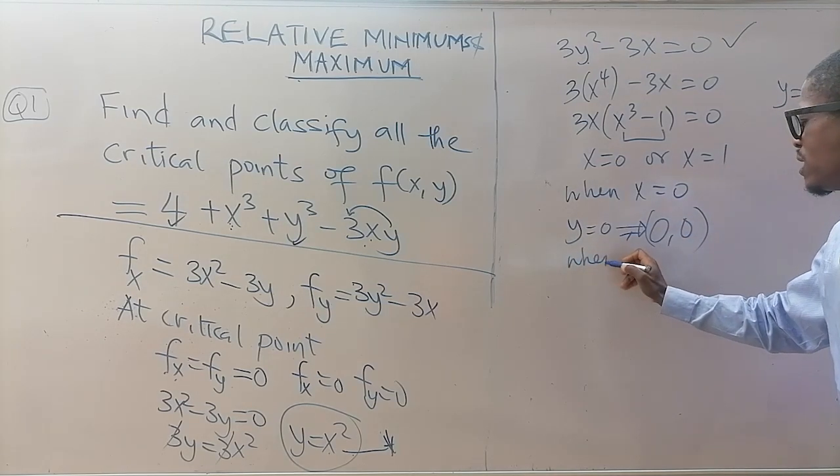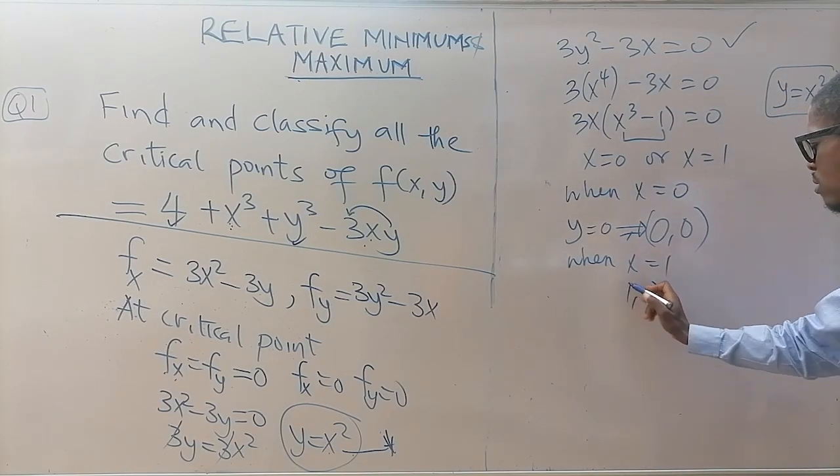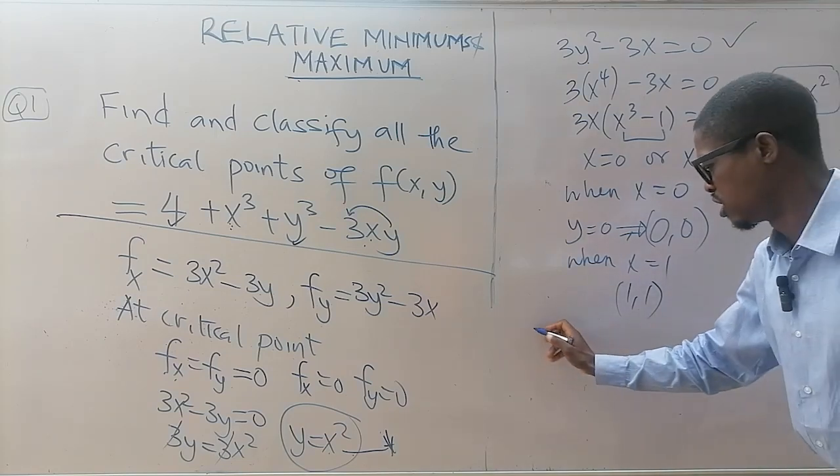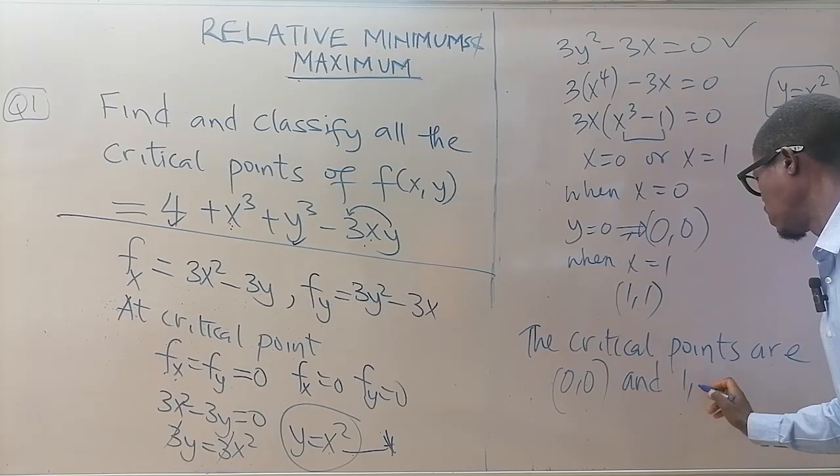What about when x is 1? When x is 1, do the same thing, plug into this equation. When x is 1, y is 1, so we are going to have (1, 1). These are the critical points. So the critical points are (0, 0) and (1, 1).